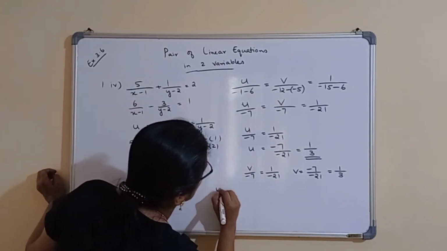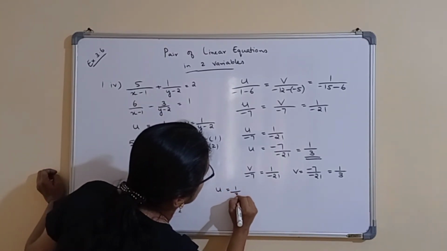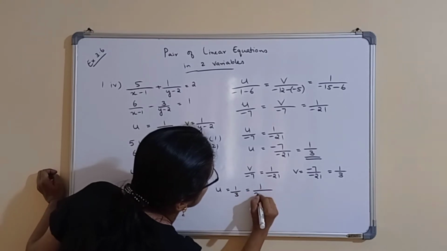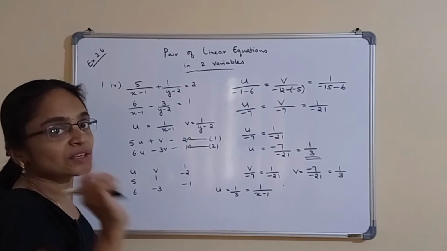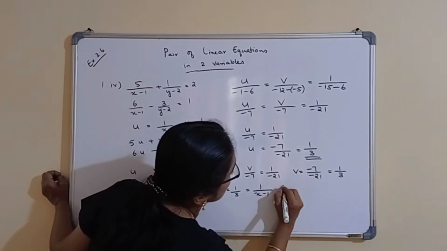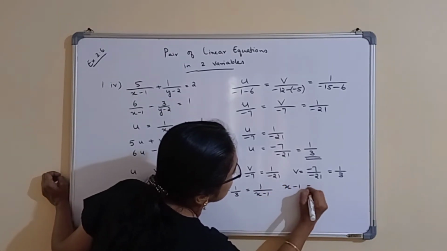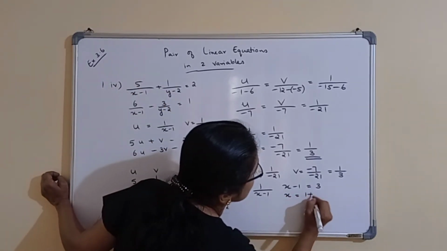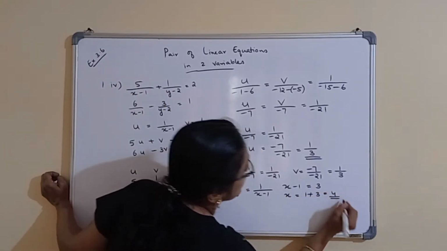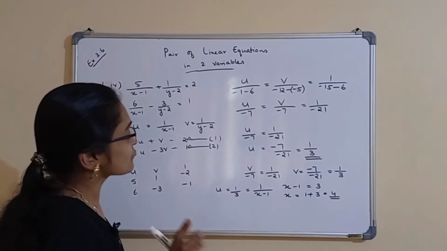we have u is equal to 1 by 3, which is equal to 1 by x minus 1, right? So 3 equal to x minus 1. So we can equate the denominator. So we can write it as x minus 1 equal to 3, which means x equal to 1 plus 3 and that is equal to 4. So we got the value of x as 4.